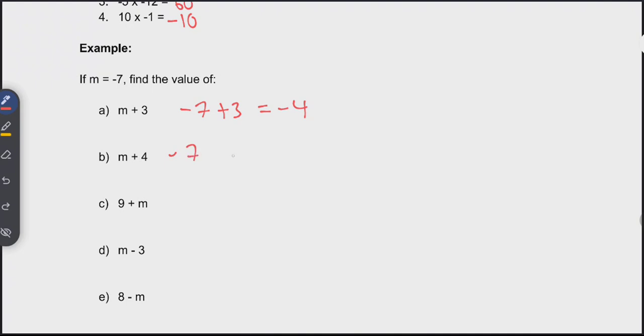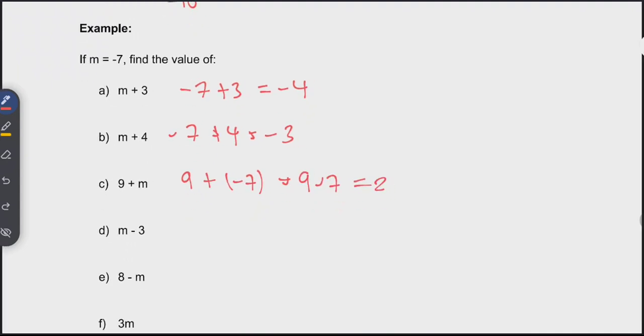What about m plus 4? So we've got minus 7 plus 4. Well, that is going to be equal to minus 3. What about 9 plus m? So 9 plus minus 7, that is just simply the same as 9 minus 7, which is equal to 2. What about m minus 3? So minus 7 minus 3. That is going to be minus 10.